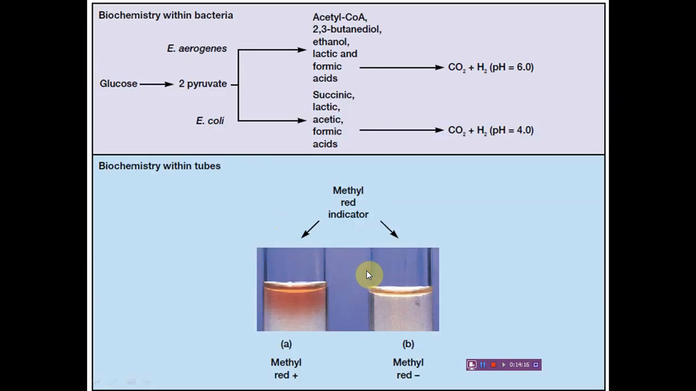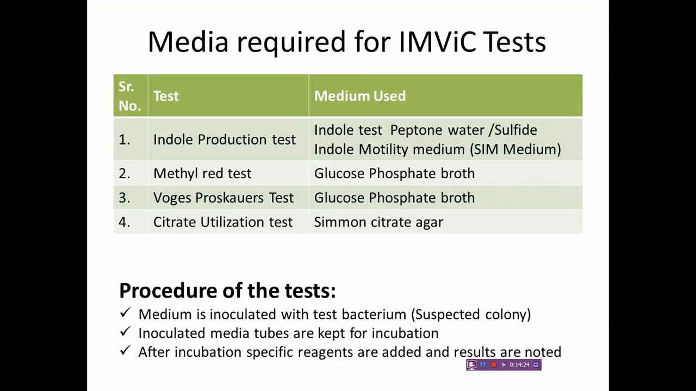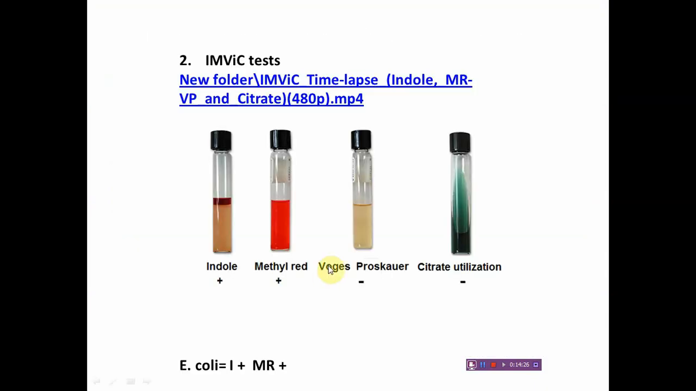So indole production test and methyl red test, they are positive if the bacterium is suspected to be E. coli. It can be confirmed from these two test results. In case of E. coli, the Voges-Proskauer test and citrate utilization tests are negative. If we get these type of results, we can easily identify the bacterium as E. coli.